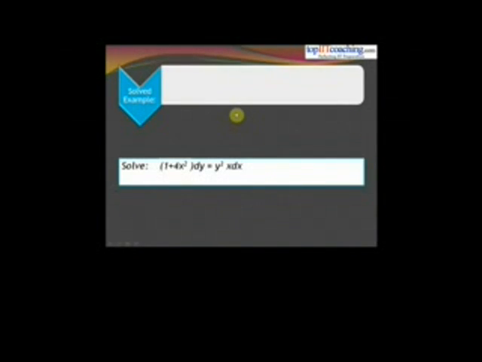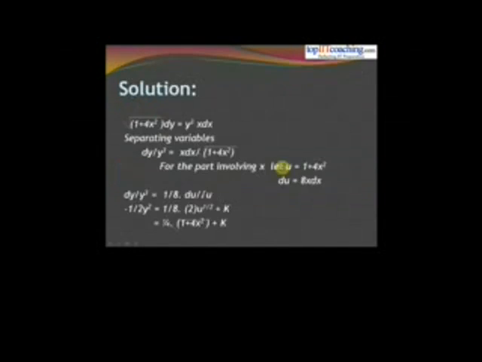Let's try to solve one more example. Solve the differential equation under root of (1 plus 4x square) into dy equal to y cube into x dx. So we have to solve this differential equation. We bring y cube to the side of dy and we bring the term comprising x to the side of dx. Thus dy by y cube is equal to x times dx divided by under root of (1 plus 4x square). Now the integral of this part is very easy.